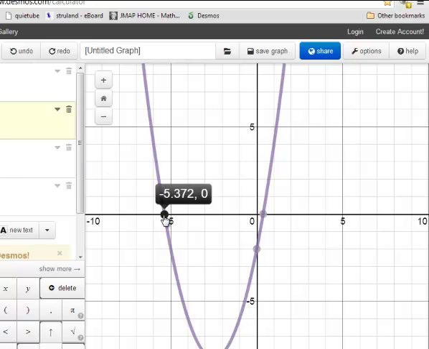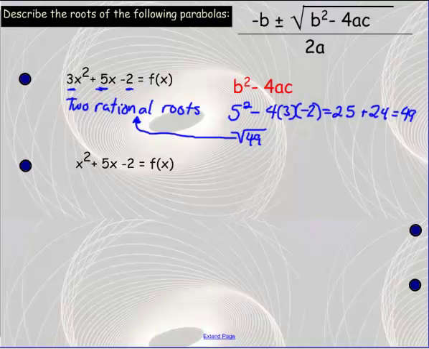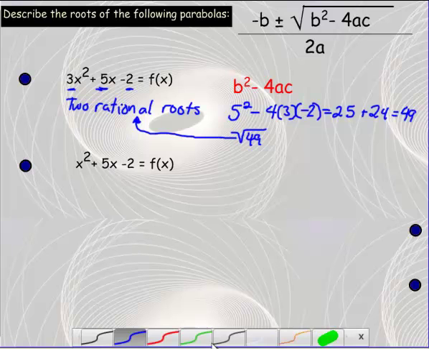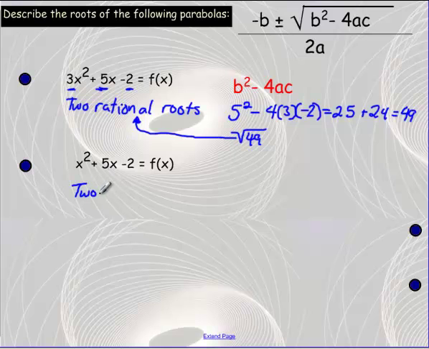Look at that root. It's pretty ugly. Let's look at this root. That's just as ugly. So I guess we can describe these roots. Well, there are 2. They weren't pretty numbers, so they're irrational roots.